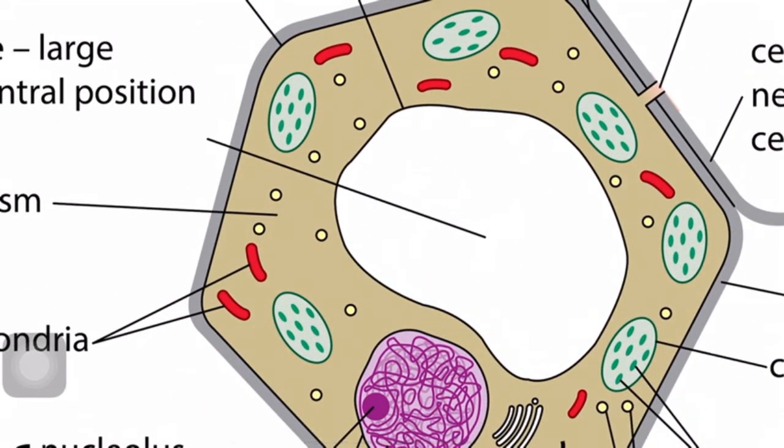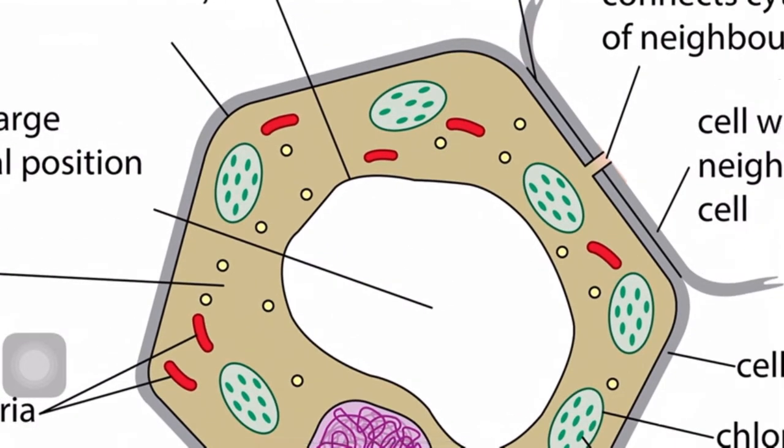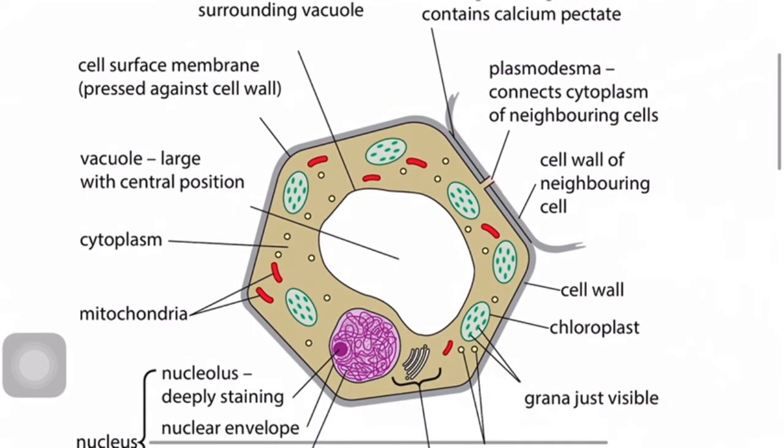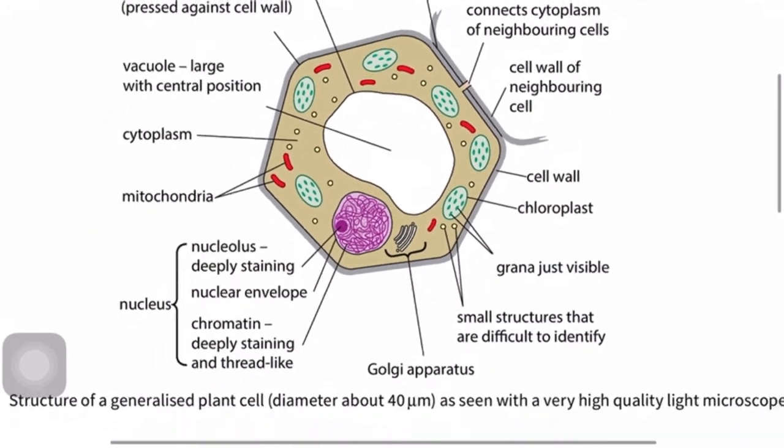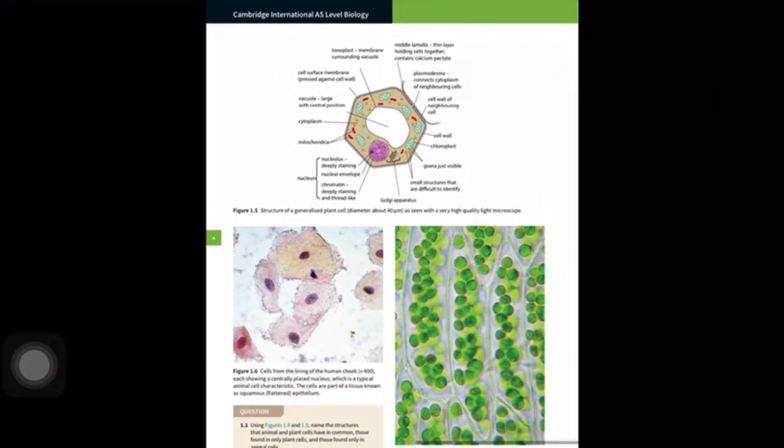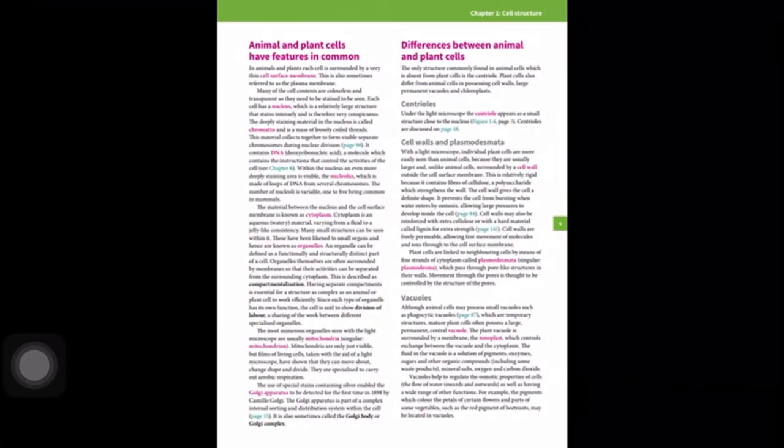So the vacuole is another membrane-bound structure, which contains a few chemicals, and these are separated from the cytoplasm. So yeah, nothing much to explain. There are a few differences and similarities. We will look at them right now.